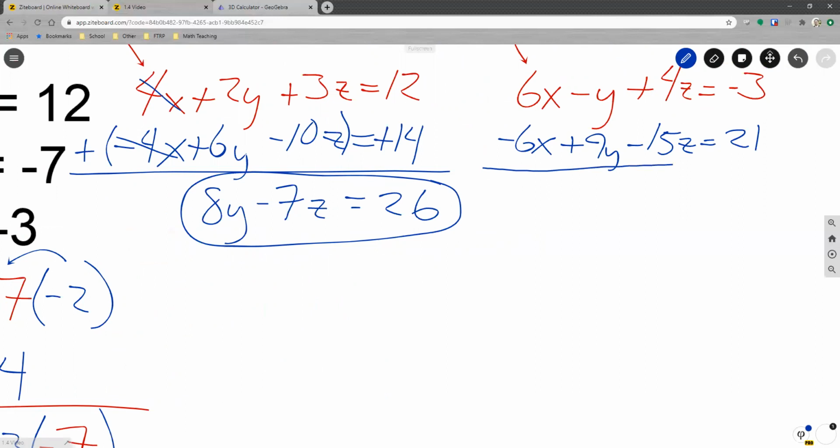And again, what I can do is I can add everything from the second equation to the first equation. And again, what happens is 6x and -6x cancel. -y and 9y become 8y. 4z and -15z become -11z. And finally, -3 and positive 21 become 18.